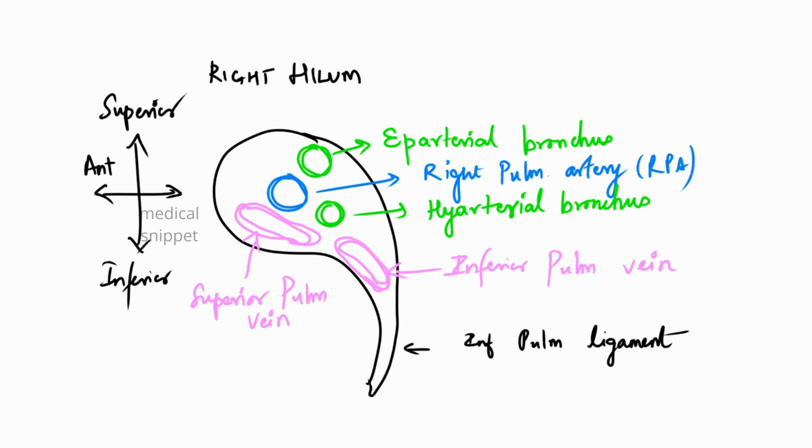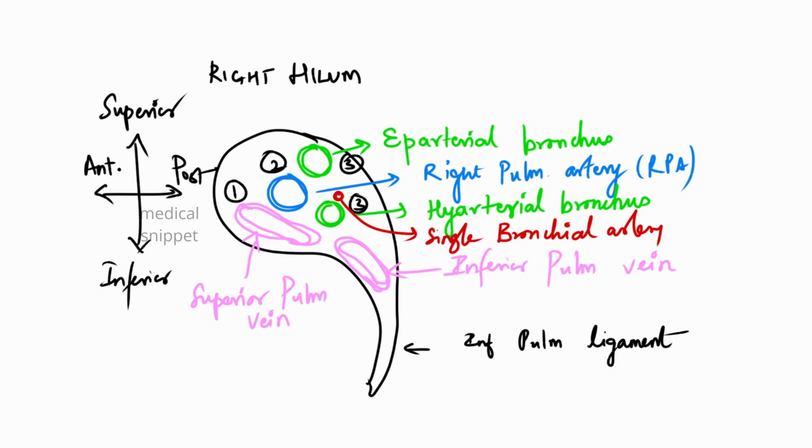From anterior to posterior, it is arranged as superior pulmonary vein, right pulmonary artery, and the most posterior structure is the bronchus. There is a single right bronchial artery which runs along the bronchus.